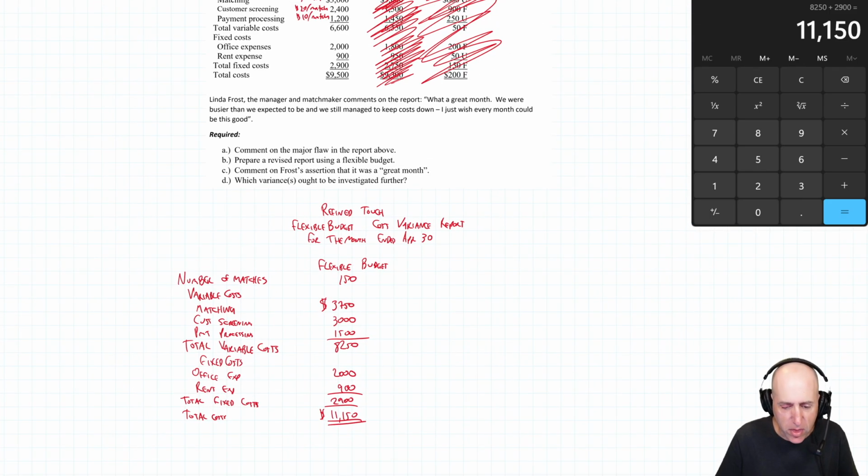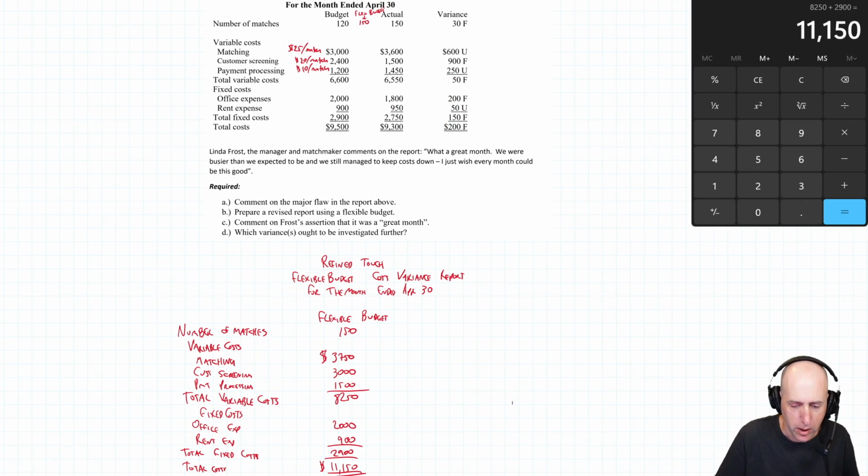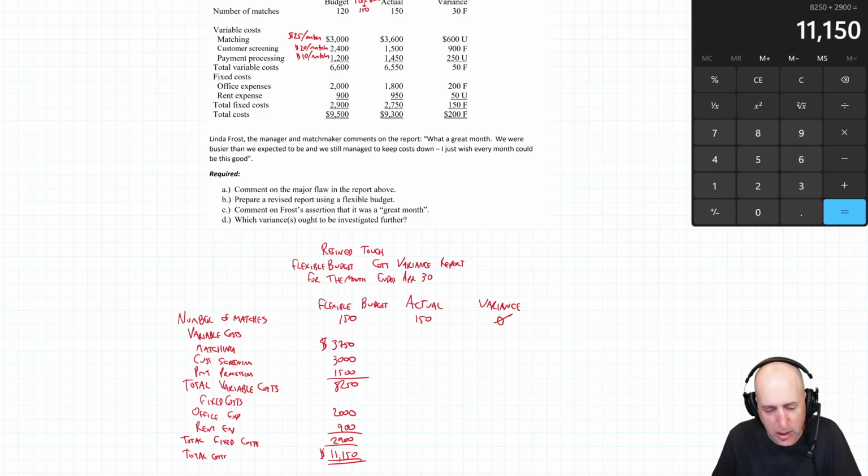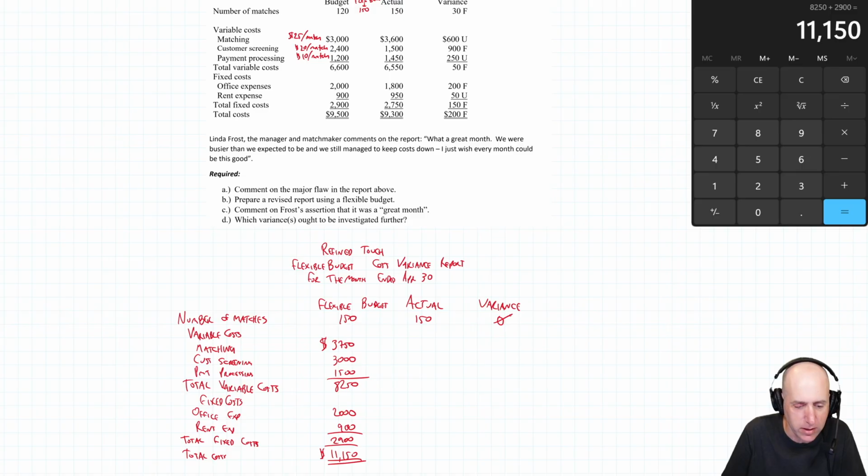Now let's compare this to actual. So we go back and we just do actual, and actual is $150, and there's no variance there. And that's the idea. You don't want a variance between the flexible budget and what actually happened in terms of the driver, right? And here it's the number of matches that drives these costs.